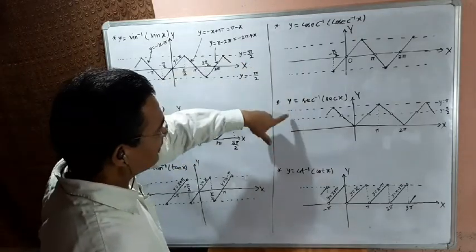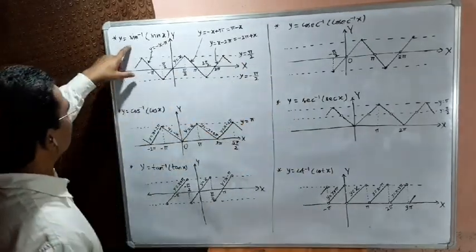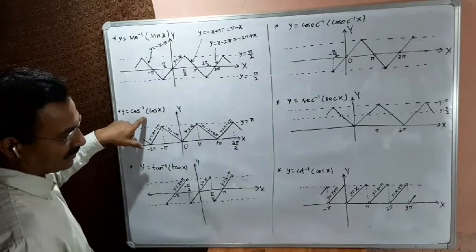Now cosec inverse x, sec inverse x. This will be the same as sin inverse of sin x and cos inverse of cos x.